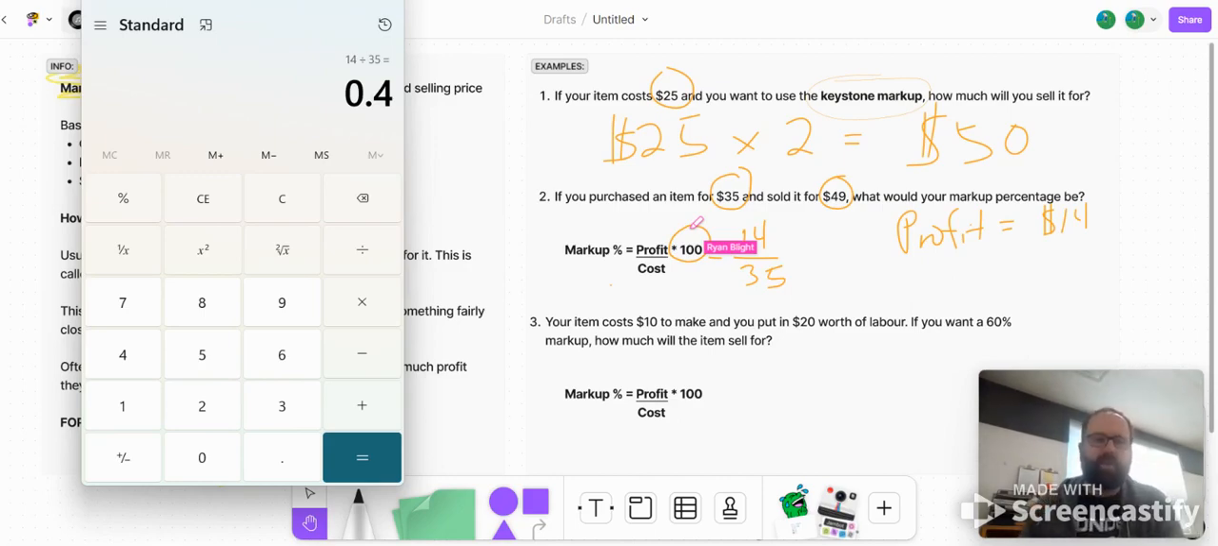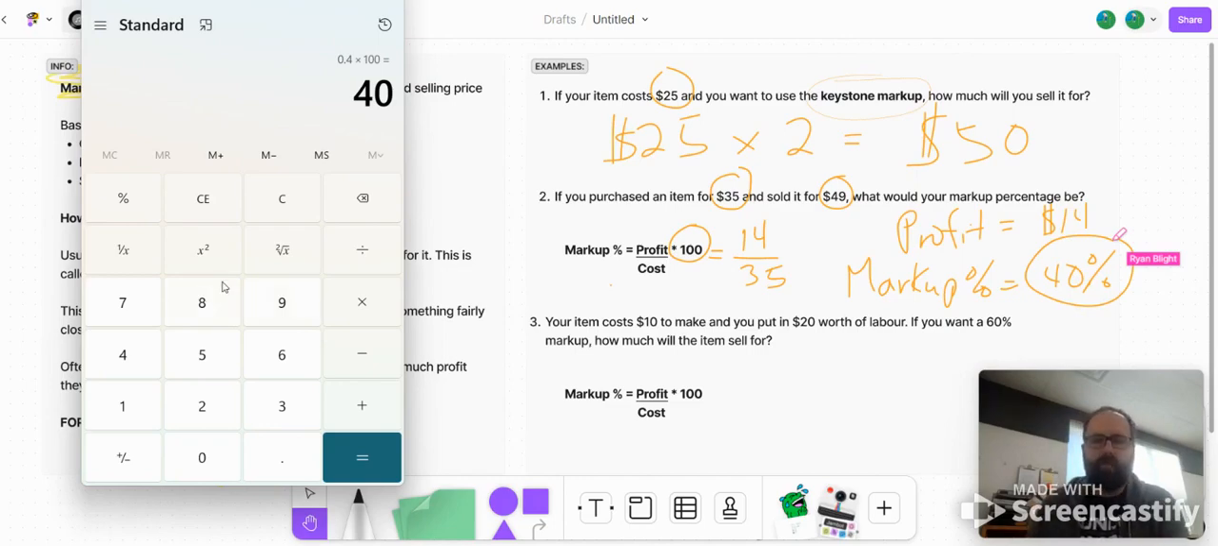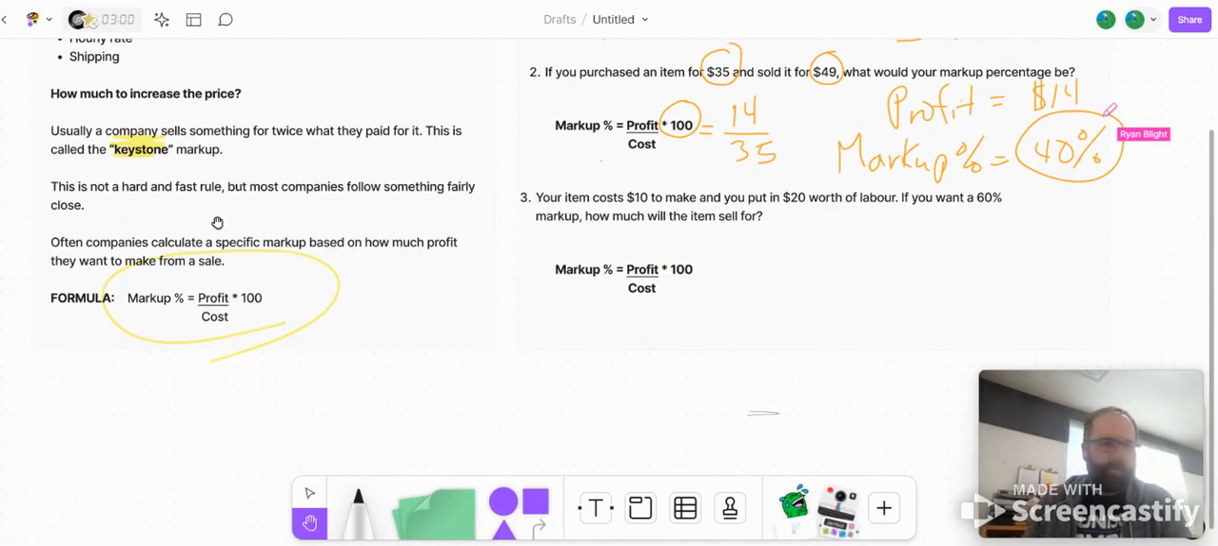So if we multiply this by 100, we will get our markup percentage is equal to 40%, and that's the final answer. Okay, let me just move this up a bit so I have more room for my next one.